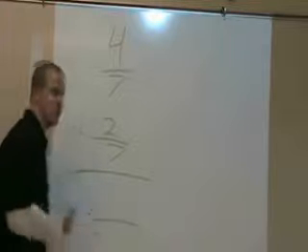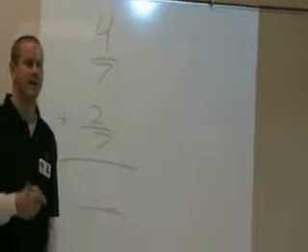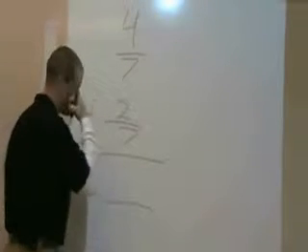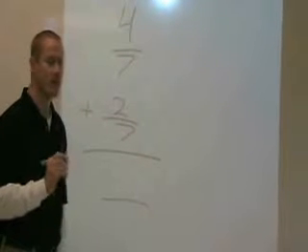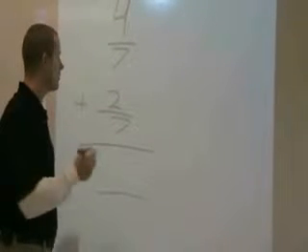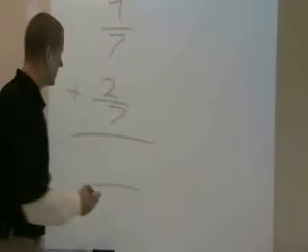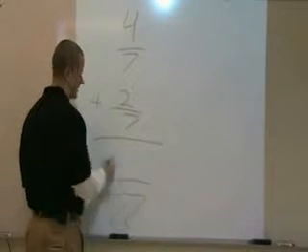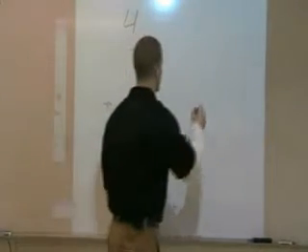So here's the key thing when you add fractions. You must have a common denominator. So with the common denominator, you think you're going to add them? No. Because my goal is to get a common denominator, 7. And if I have 4 and 2, that makes 6. And here's where that comes from.